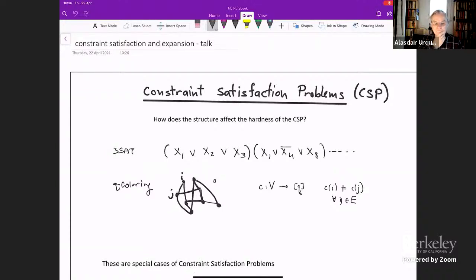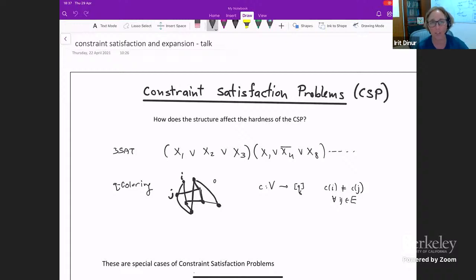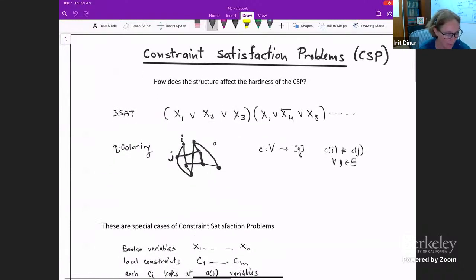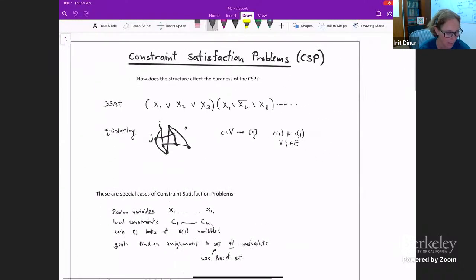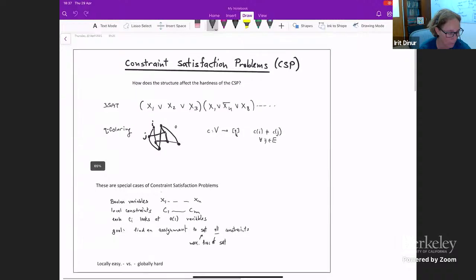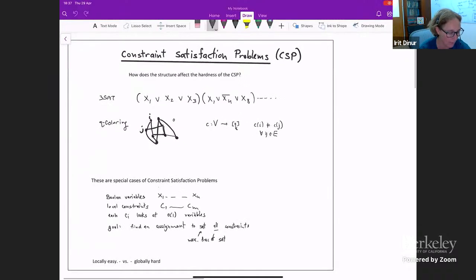So the topic that I chose is constraint satisfaction and expansion. Let's start by talking about constraint satisfaction problems. Really what we're going to be talking about is how the expansion, or the graphical structure underlying a constraint satisfaction problem, affects how hard it is computationally. So instead of defining CSPs, let's look at a couple of examples.